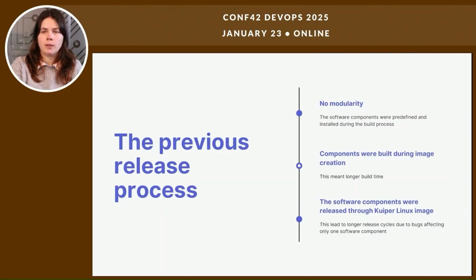The traditional process was slow, rigid, and prone to delays due to lack of modularity and the high interdependence between components. All the software components were built during image creation, which meant a longer build time. Another reason for the long release cycles was the fact that software components were released through KyperLinux image. With no modularity, a bug found in one of the components delayed all of them.